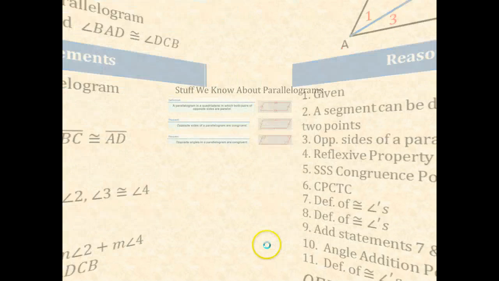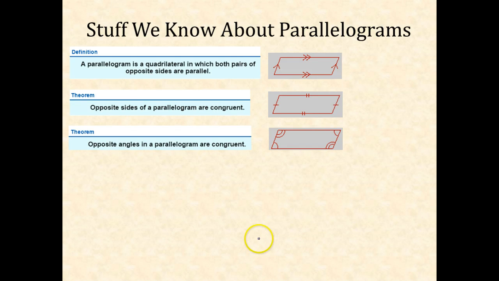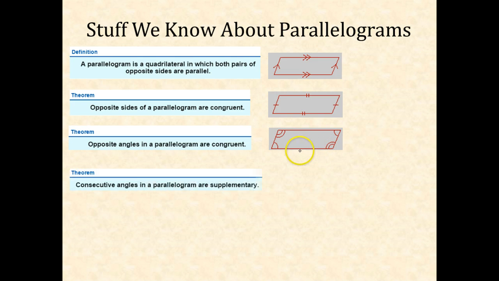So now we know a little bit more about parallelograms. We have the definition that says both pairs of opposite sides are parallel. We have the first theorem that says opposite sides are congruent. And now we have this theorem that tells us that opposite angles are congruent. There's a couple more theorems that we won't do the proofs of, because we'll leave those for exercises later on.